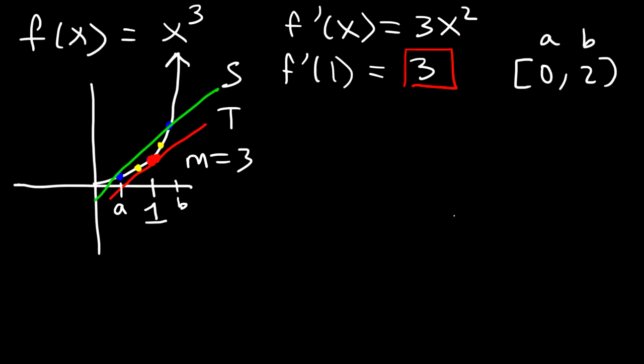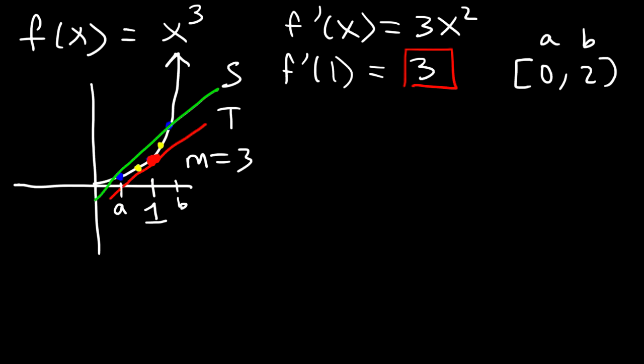And let's calculate the average rate of change. Now remember these terms. The average rate of change is the slope of the secant line. The instantaneous rate of change is the slope of the tangent line. So if you get a question that asks you to find the instantaneous rate of change, find the first derivative, plug in your x value, and here it is. So 3 is the instantaneous rate of change, which is the slope of the tangent line.